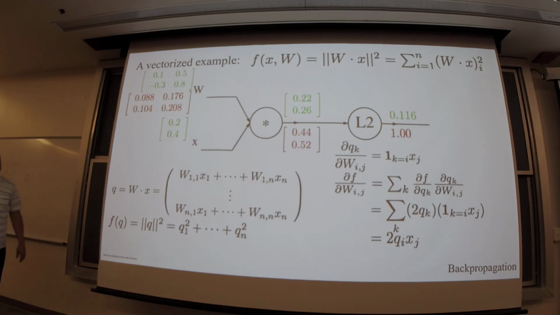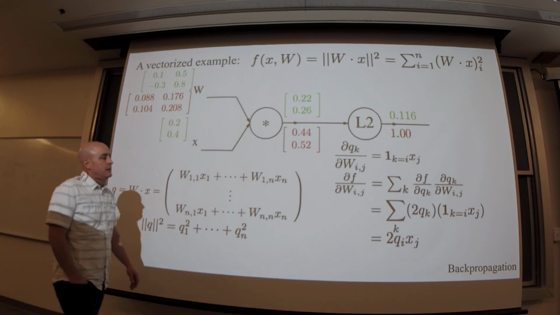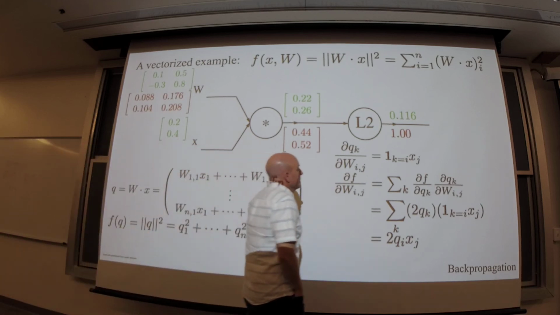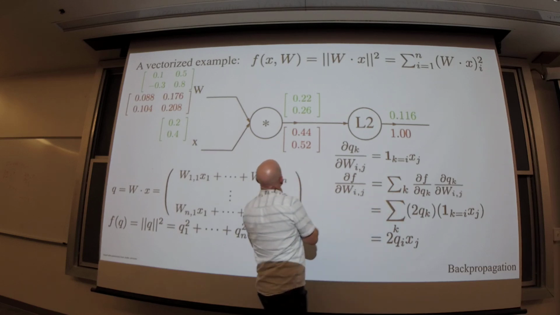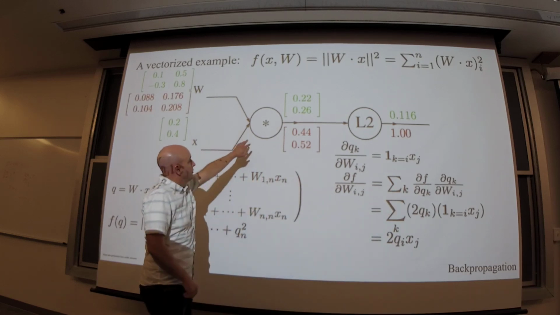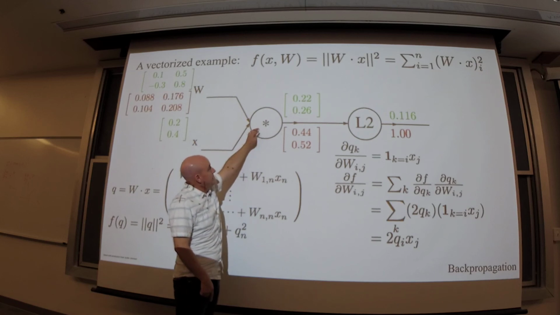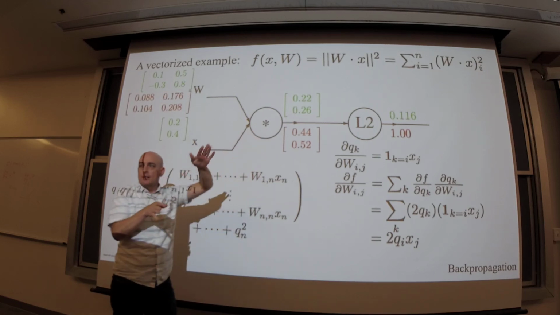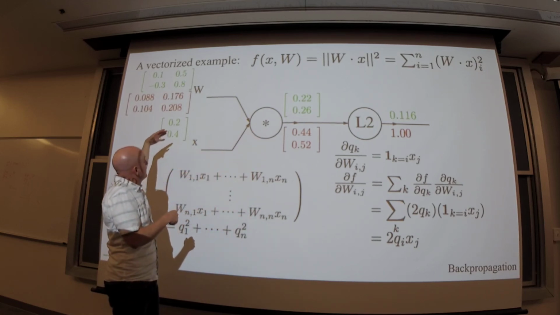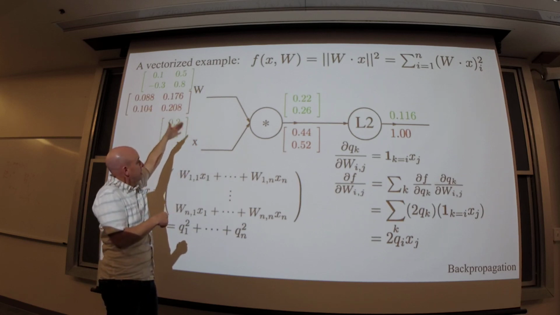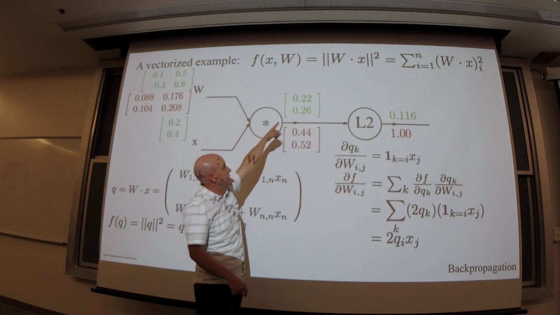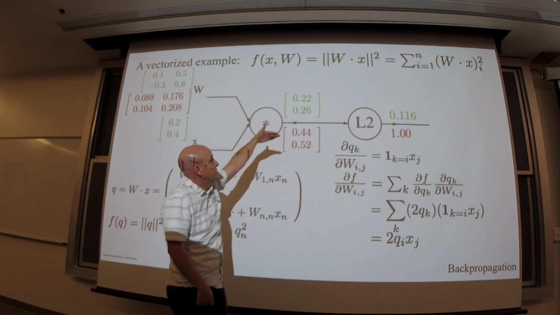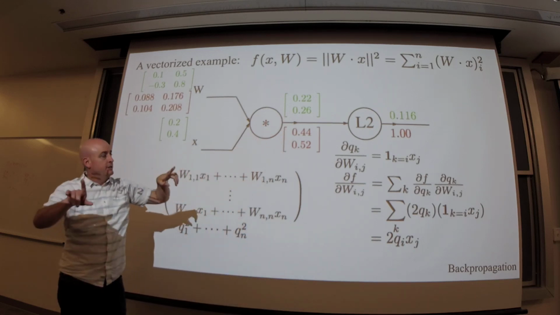Sure. Where does this summation operator come from when we're computing the overall gradient? Yeah. So there are two. Think of this as producing two branches. So for W and X, this is producing two outputs, the upper entry there 0.22 and the lower entry 0.26, right?